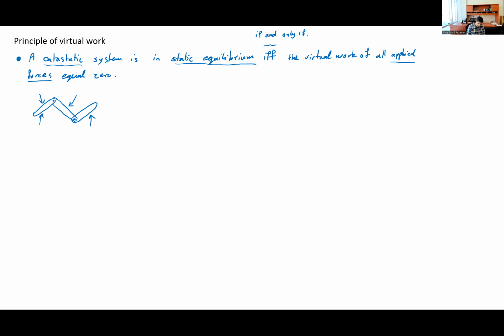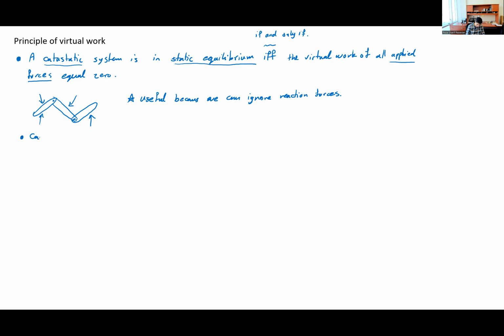So the usefulness of this principle is that we can ignore reaction or constraint forces. We don't have to calculate them and then find the balance of forces within each body. So okay, let's make a few definitions.